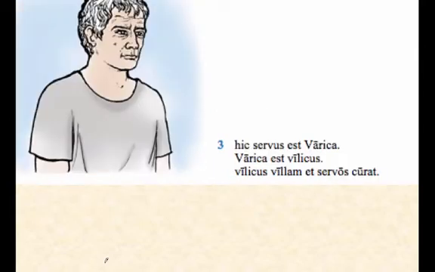Hic servus est Varica. Still, Latin 1, there's nothing new so far. None of the irregular verbs that we learned last week, possum, to be able or can, volo, to want, or nolo, to not want, have appeared, but they will soon. Hic servus est Varica. This slave is Varica.